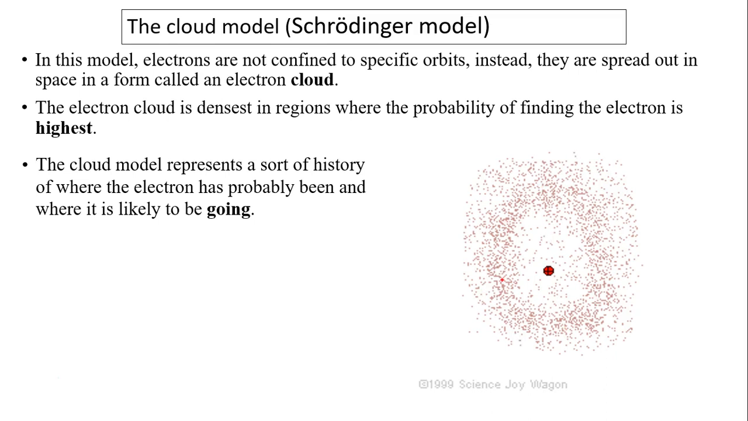The cloud model represents a sort of history of where the electron has probably been and where it is likely to be going to. As you can see in this dark region, that's where most likely you will find electrons right around there.